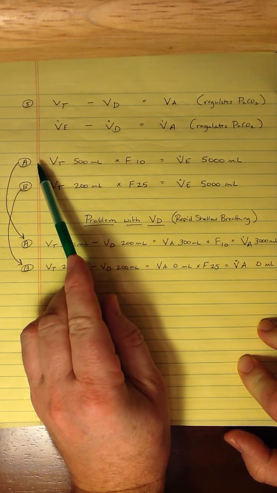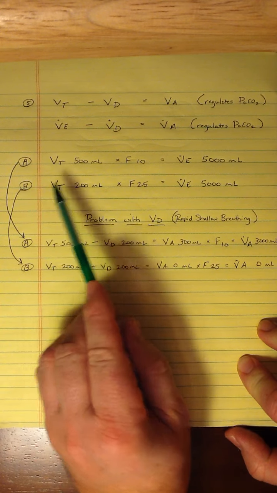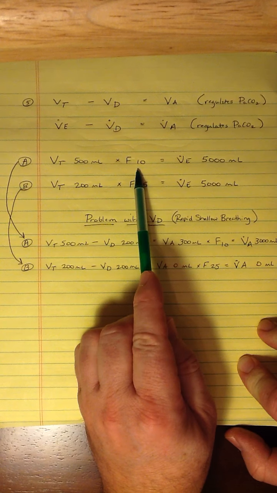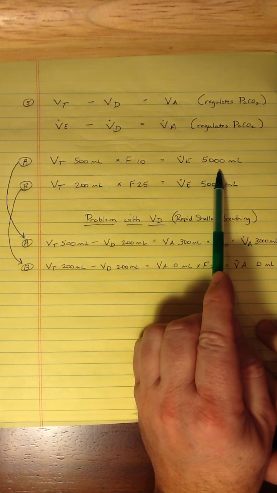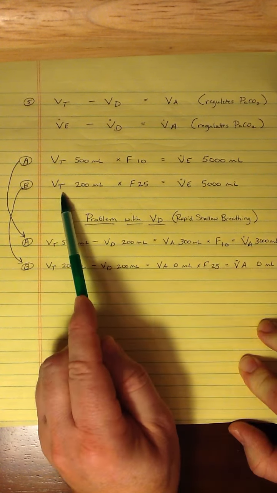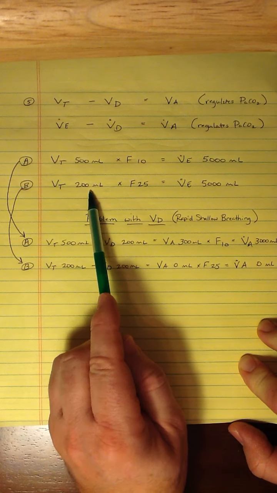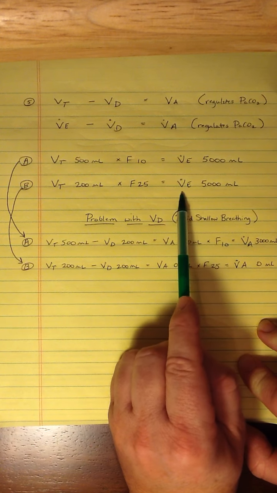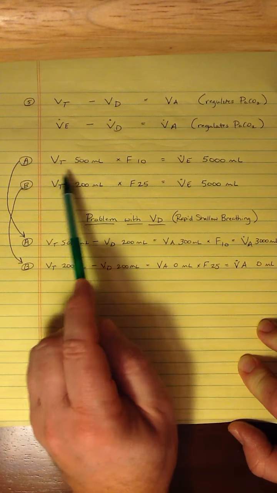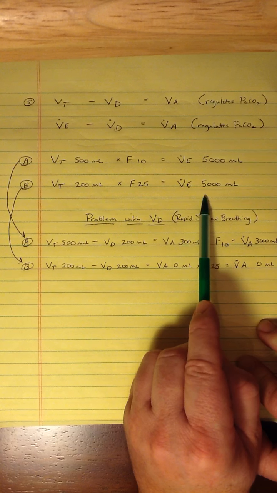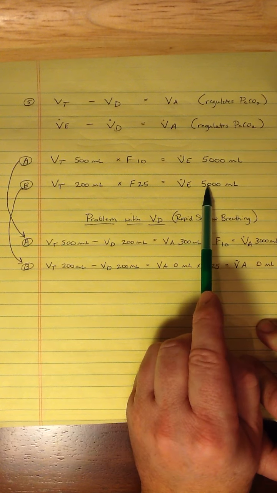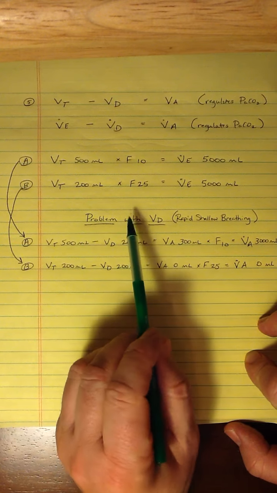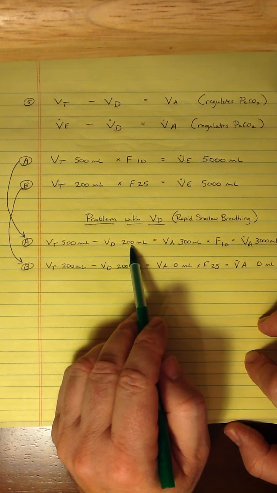We have two patients, patient A and patient B. Patient A has a total volume of 500 times a frequency of 10, so the total minute ventilation is 5,000 mils. Patient B, total volume of 200 mils times a frequency of 25, still gives the same minute ventilation. So both patients, A and B, appear to have the same minute ventilation. However, look what happens when we subtract the dead space volume.